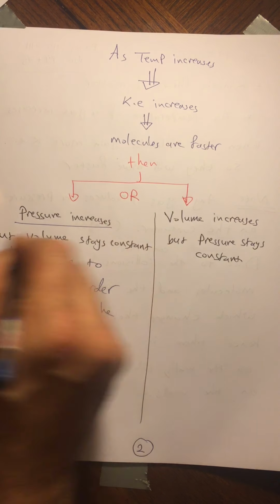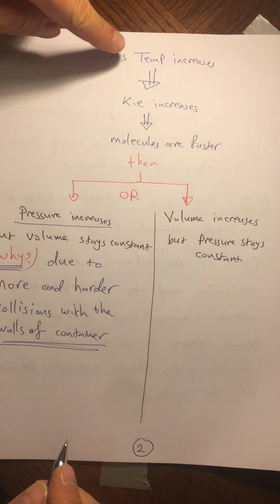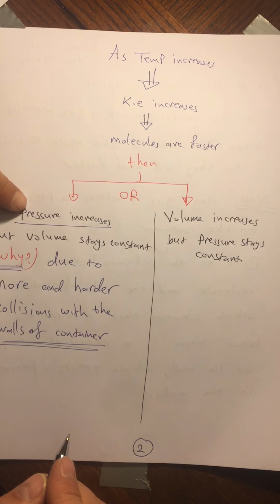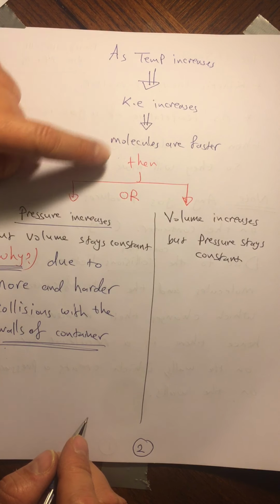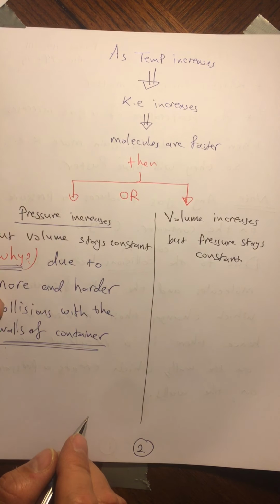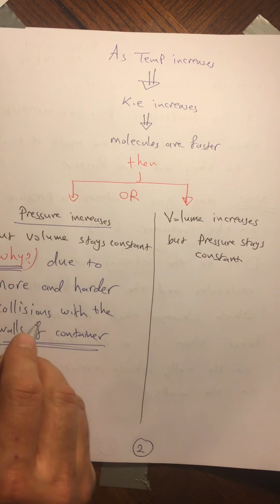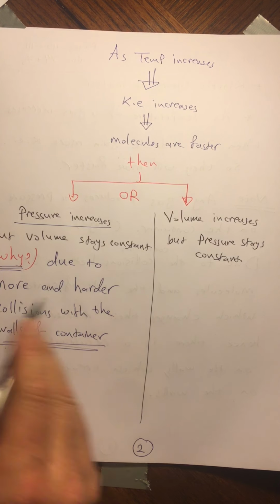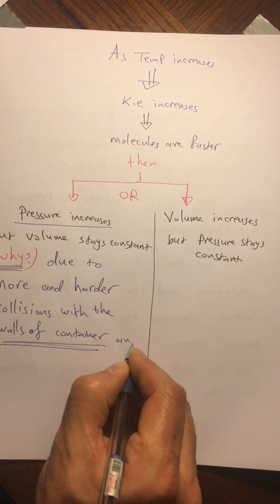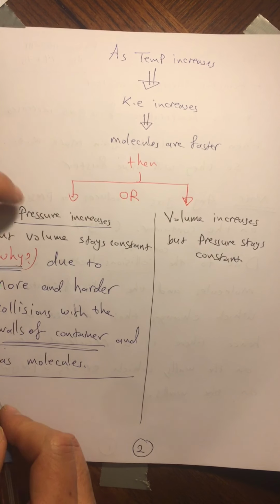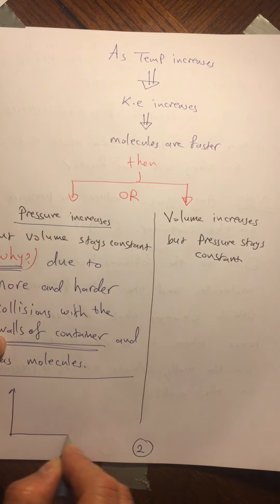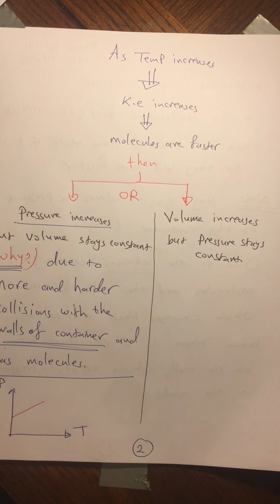So if they ask you why as temperature increases, pressure increases, the answer: because as temperature increases, molecules gain kinetic energy, so they will move faster, then there will be more and harder collisions with the walls of the container. Collisions between the gas molecules and the walls of the container. We have to mention the collisions are between these two, okay? So this causes the pressure to increase. If I'm asking you how the pressure with temperature looks, it looks something like this. Maybe it's curving, I don't care if it's curving or straight.